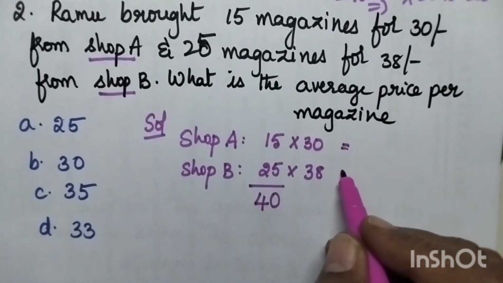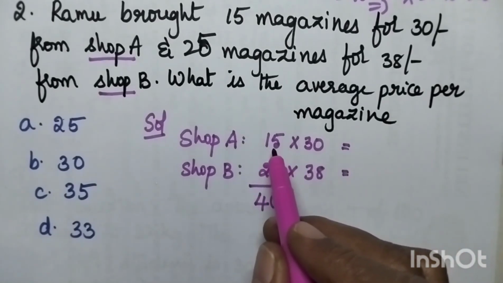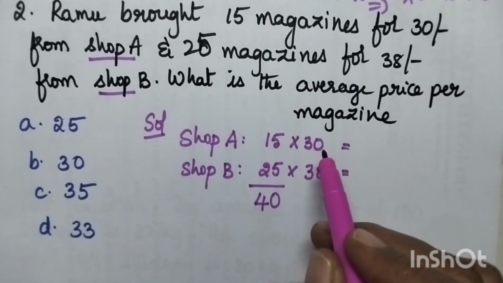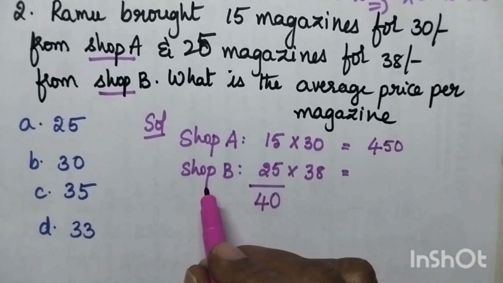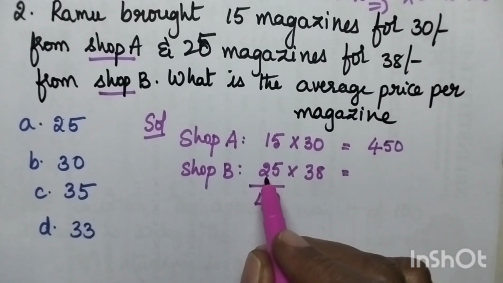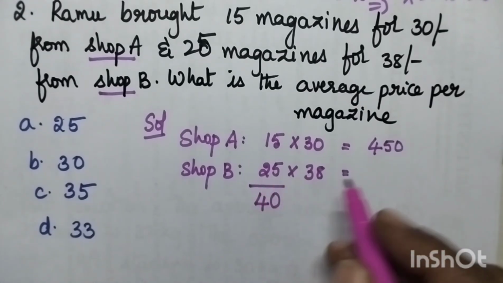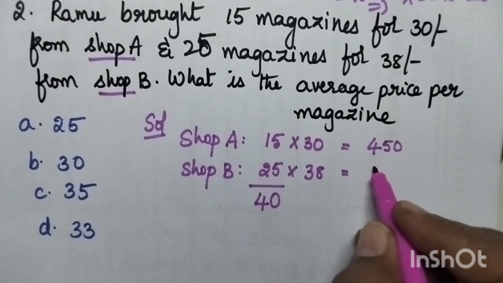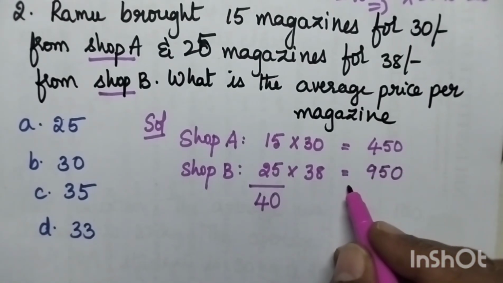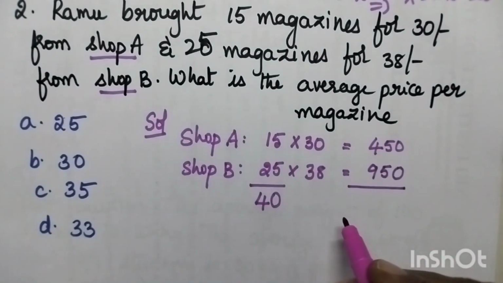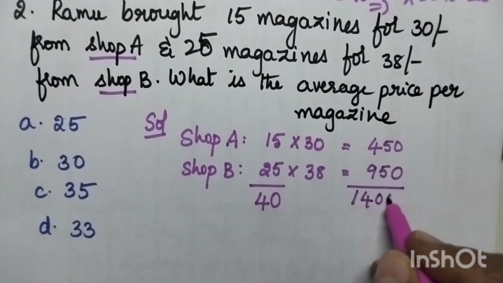So let us calculate the cost of 15 magazines from shop A. So 15 into 30, that is equal to 450. And coming to the shop B, 25 magazines were brought. So 25 into 38 and that is equal to 950. So the total price of magazines is equal to 1400.